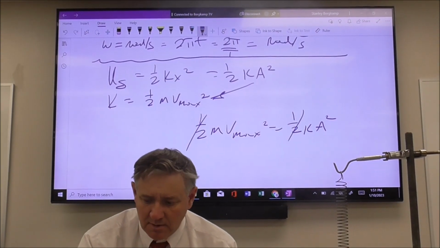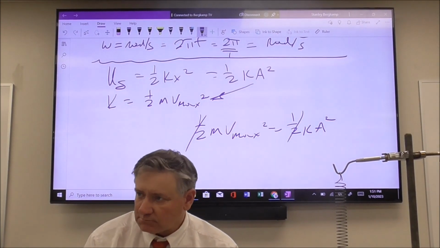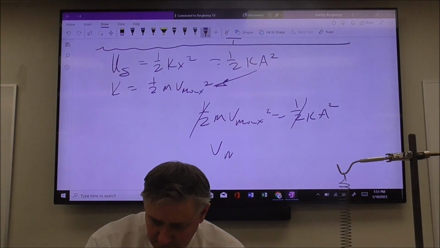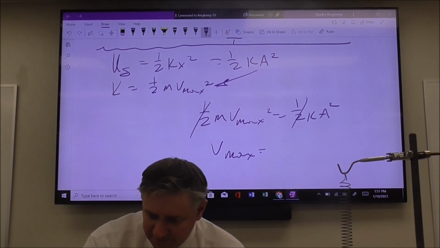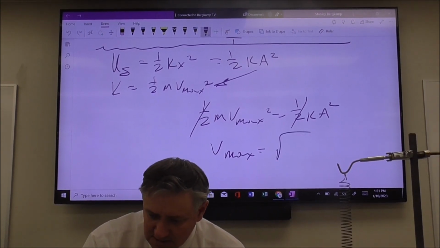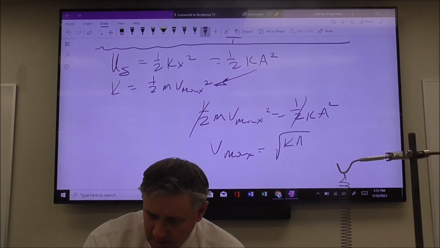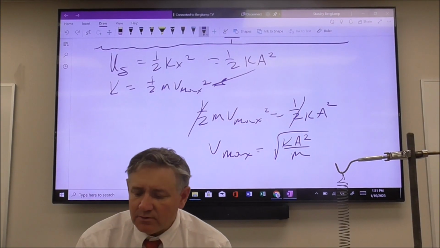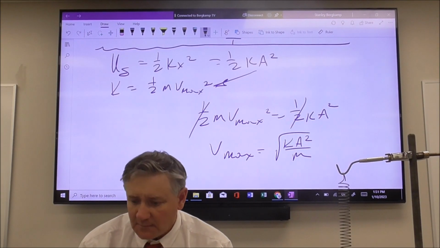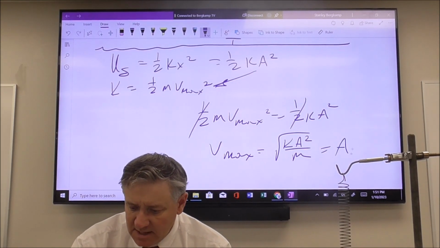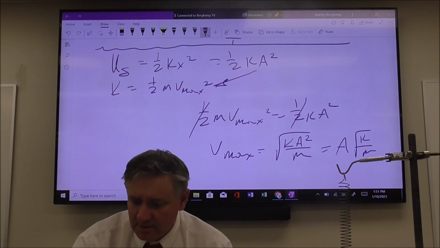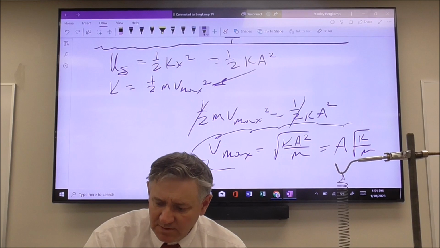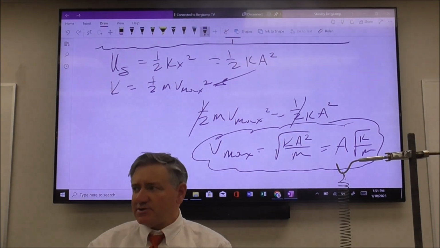The 1/2s cancel out because they're on both sides. If I solve this for v max, and you can solve it for anything, I just chose v max, that's the square root of k a squared over m. But what's the square root of a squared? A. So you can also write this as a times the square root of k over m. Again, this is one of those deals where you set them equal at the extremes.